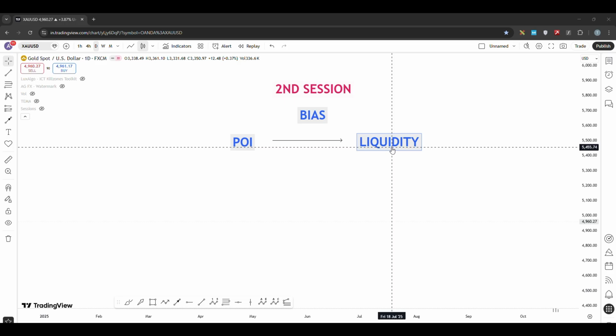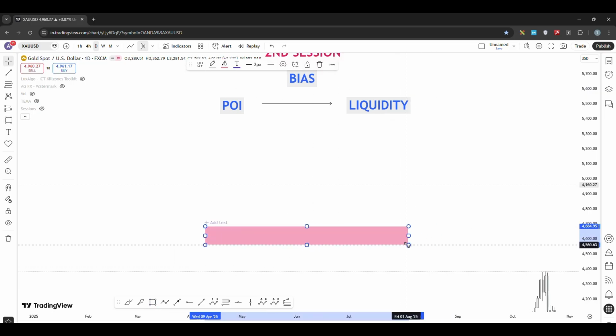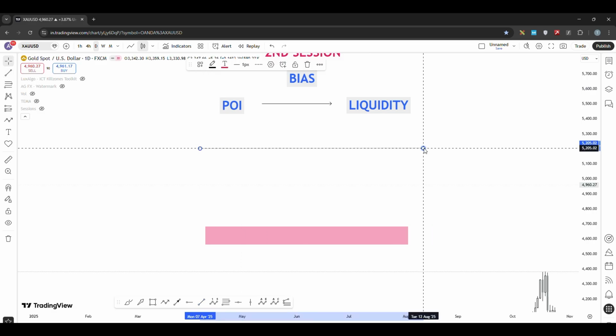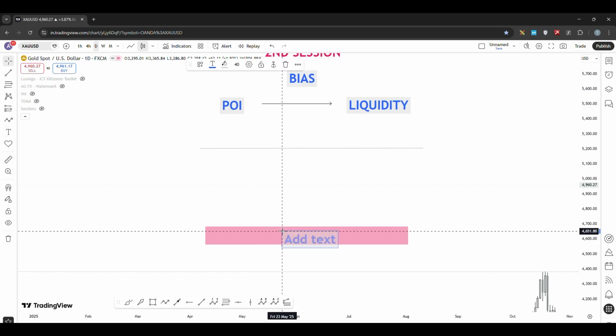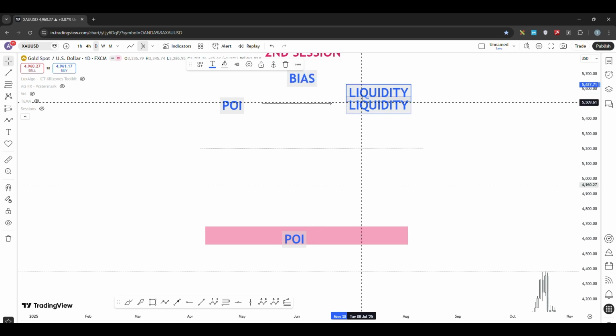Liquidity also, we have gone through the surface level. There are more things to it which we'll study in a different video. But overall, the most important things have been discussed with you related to bias, related to POIs and liquidities. So it's very simple. Whenever you see market creating a POI in whatever time frame, it doesn't matter, and you see a liquidity, let's say this is our POI and this is going to be our liquidity.